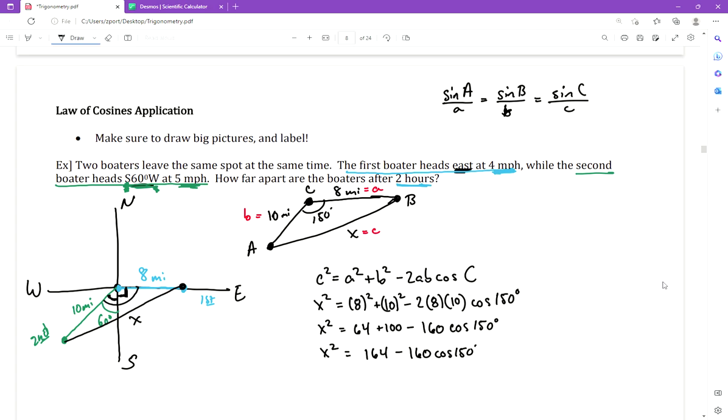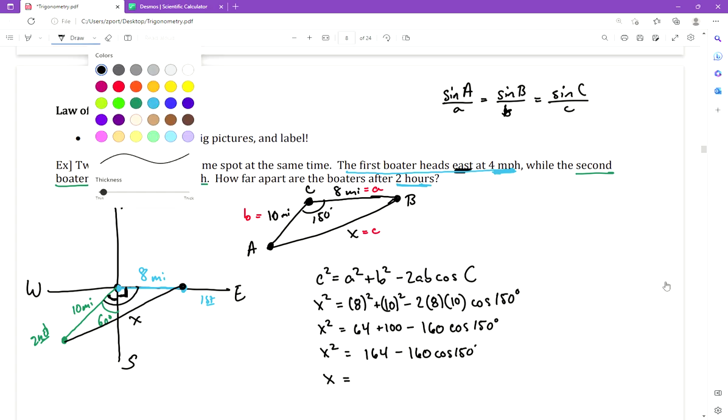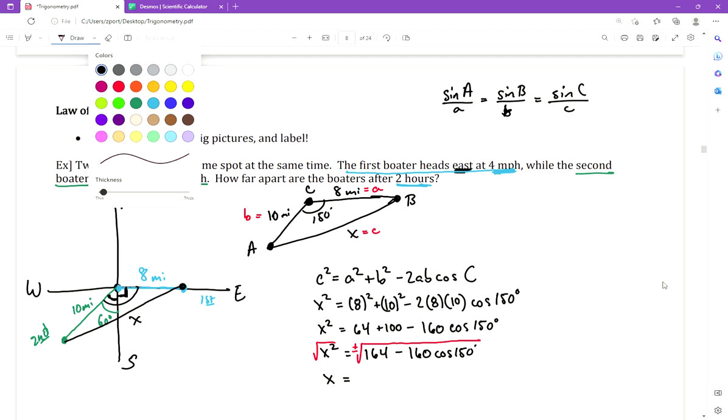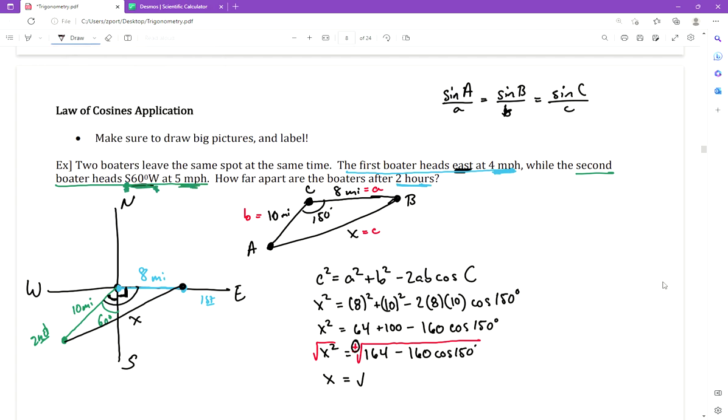Now, cosine of 150 we can do, but I'm going to solve this as if that's an angle that's not on the unit circle and as if we couldn't use a calculator. So to solve this, we would square root both sides. Remember, the square root does the whole thing on that right side. We would automatically choose the positive in the plus minus because we're measuring a length that should be positive. And we would have x is the square root of 164 minus 160 cosine of 150 degrees.